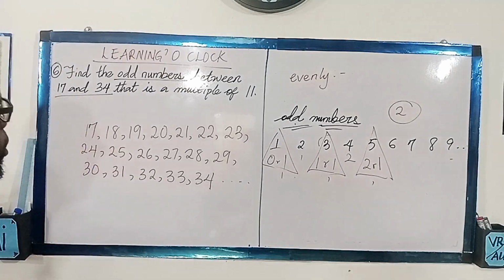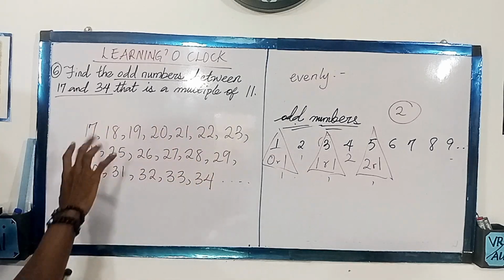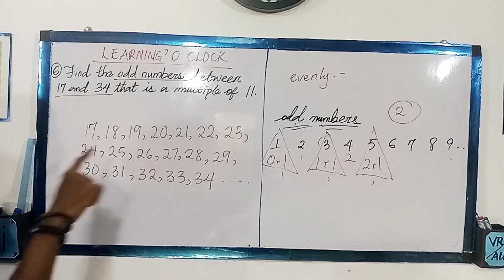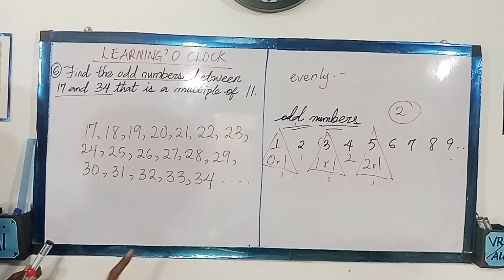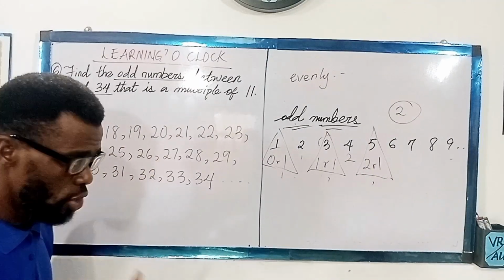Okay, awesome. So we have: find the odd numbers between 17 and 34. So basically we've gotten this out. What are the odd numbers here? First, let's find out the odd numbers: numbers that cannot be divided by 2 evenly. So you have a remainder.